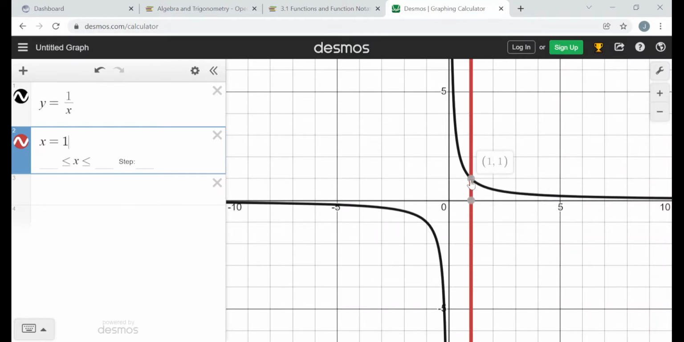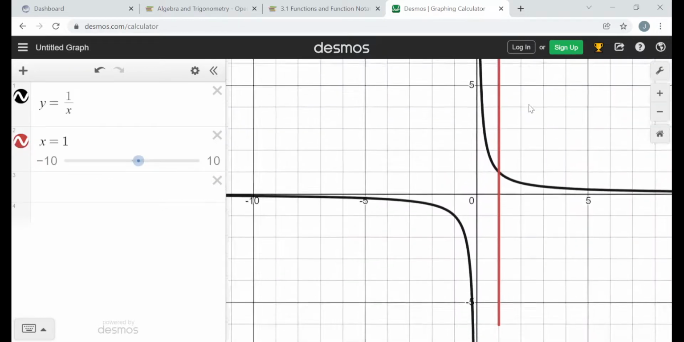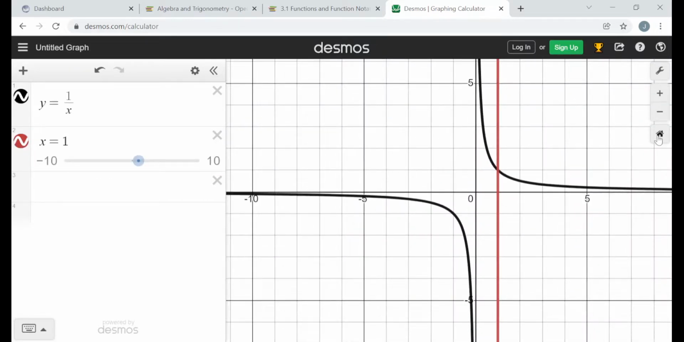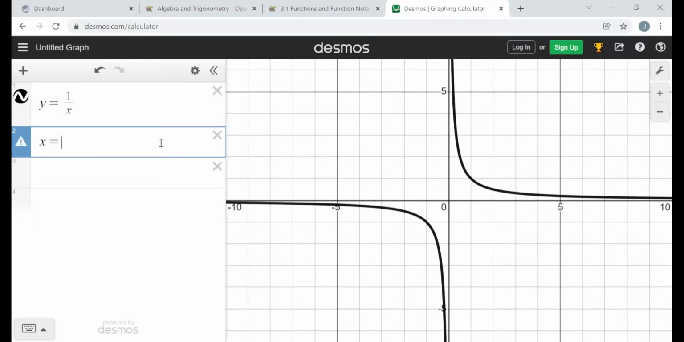hitting the graph there. 1 maps to 1. 1 pairs with 1, and that's it. It doesn't hit the graph again up here anywhere. It doesn't hit the graph down here anywhere. And I can just move this anywhere I want. X equals 0 doesn't hit it at all, but that's fine. As long as no vertical line hits the graph more than once, you have a function. But if any vertical line hits the graph more than once, it's not a function.